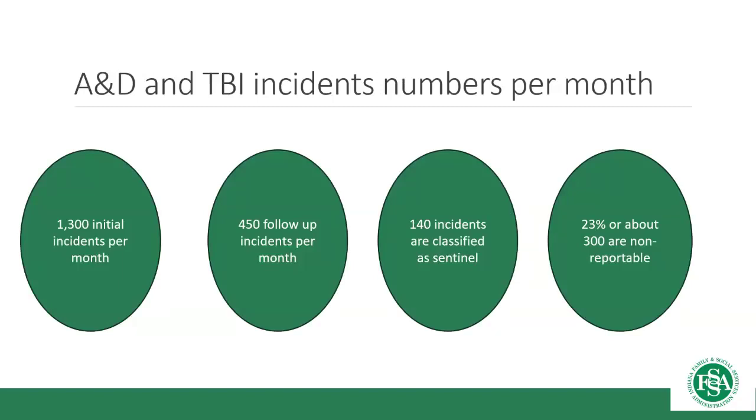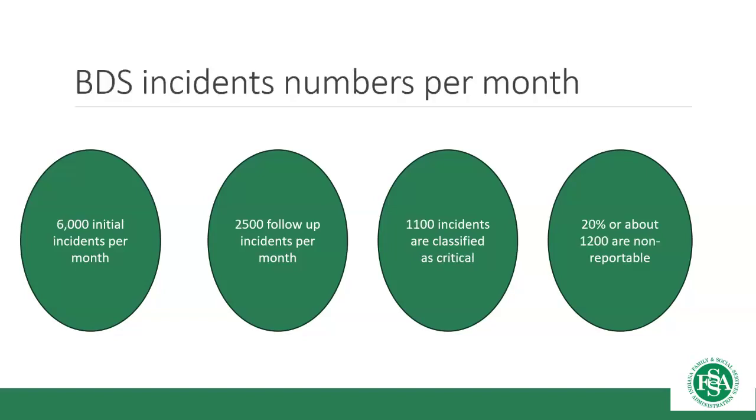For the A&D and TBI waivers, on average, 1,300 initial incident reports per month are received. In addition, 450 follow-up reports are processed. 140 initial incidents are classified as sentinel, and about 23% or 300 incident reports filed per month are non-reportable.